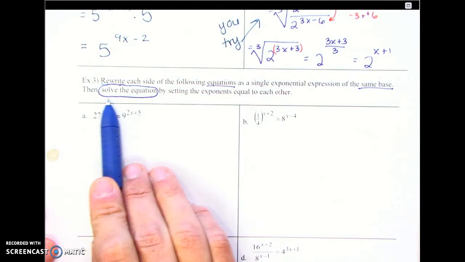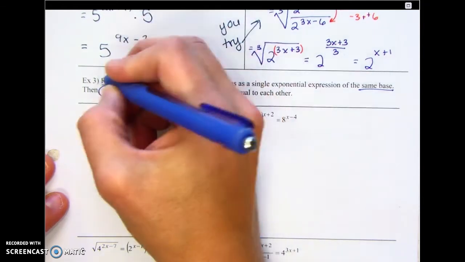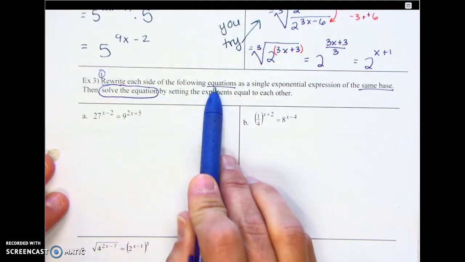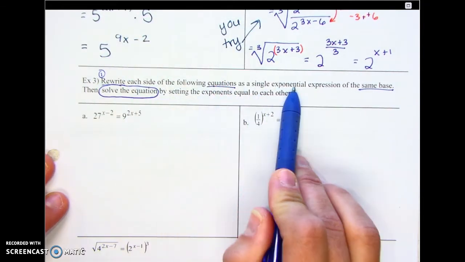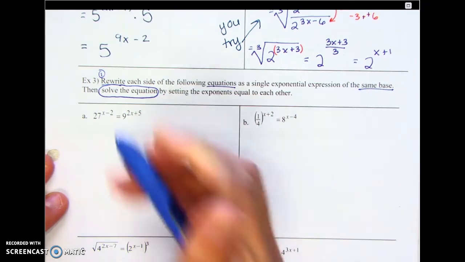Then we have a new word here. What does this say? Solve the equation. Everyone say solve. Solve. Have we solved anything lately? No. We've just been simplifying and rewriting and evaluating. You ready to solve? All right, there are 2 steps here. So what was the first step? Rewrite each side of the following equations as a single exponential expression with the same base. Can we do that? Here we go.